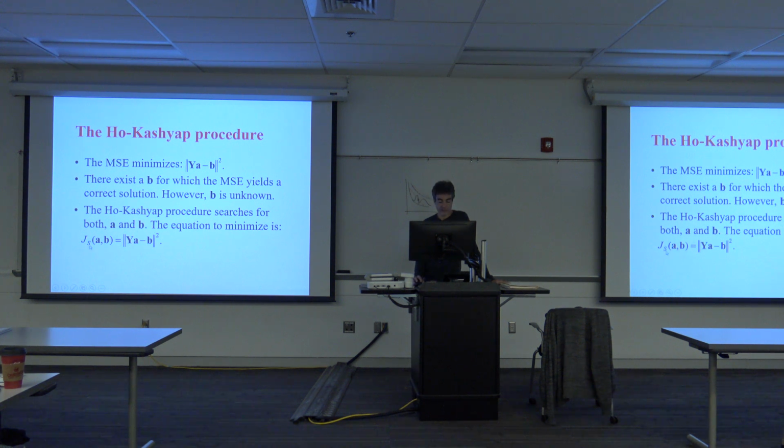Anyone can tell me how I can search for a and b simultaneously here in this criterion? How would you do that? What's that? Yeah, go ahead.